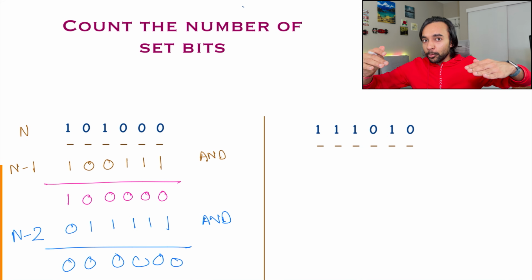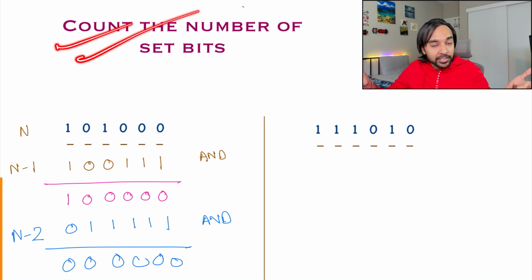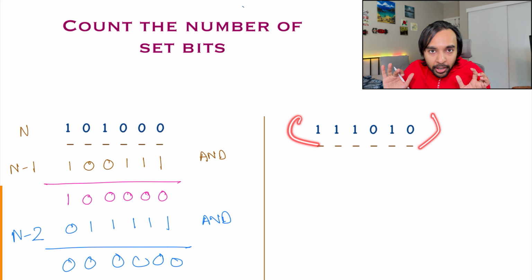If you run a for loop just to clear out bits until your number becomes 0, then you will be able to count the number of set bits, right? Let us look at another test case. I have this particular example, right?